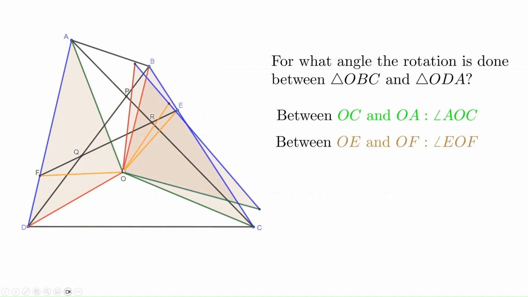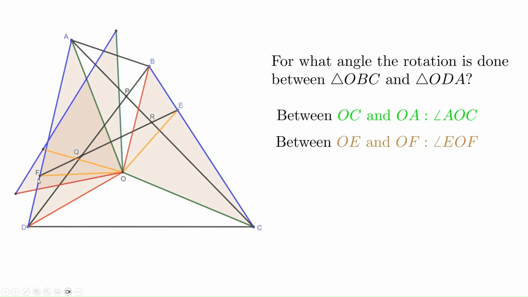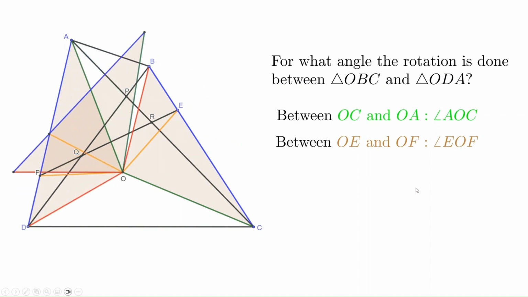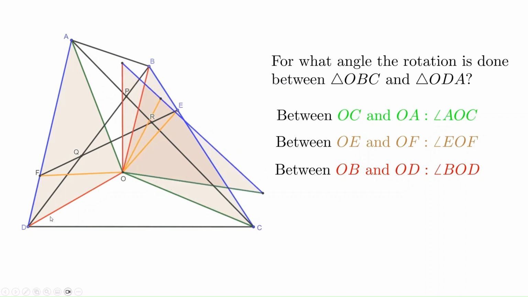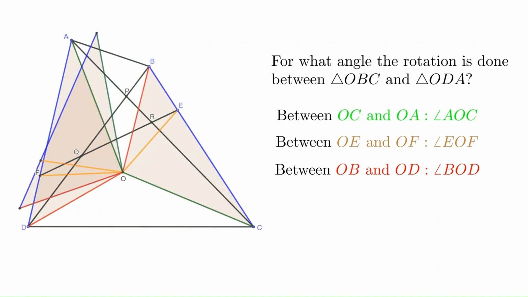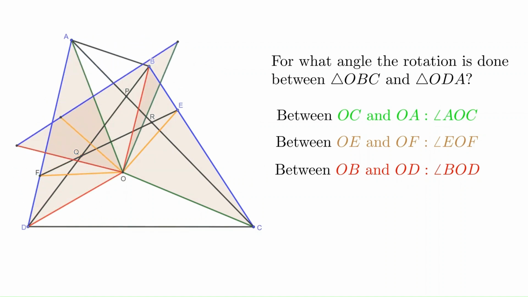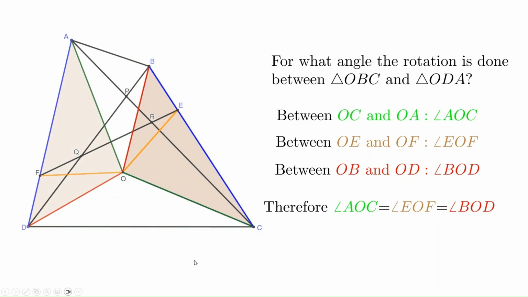Similarly, the brown segment OE is rotated all the way to another brown segment OF. So the angle should be EOF as well. And of course, it can also be measured as the red angle BOD here. Three angles measure just one rotation, so they must be the same. Therefore, these three angles are congruent.